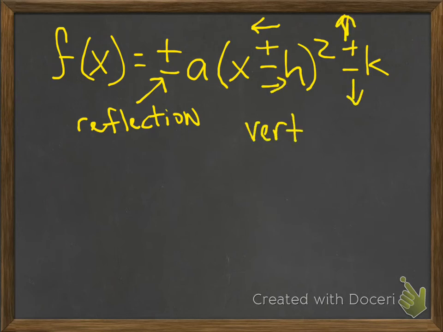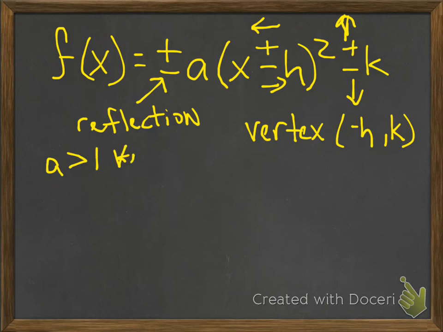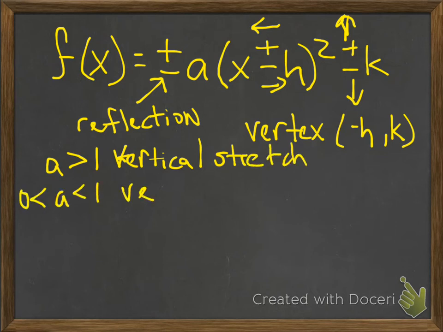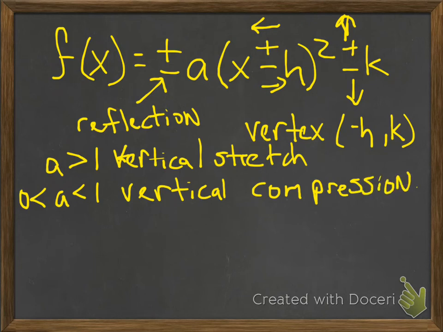And then don't forget, the A tells me: if the A number is bigger than 1, it's a vertical stretch. If the number is between 0 and 1, it is a vertical compression. And the vertex is the opposite of whatever number you see inside the parentheses, comma, K, whatever sign that is. So you need to be able to describe the transformations. You need to hopefully tell me the vertex, and then kind of give me a graph.